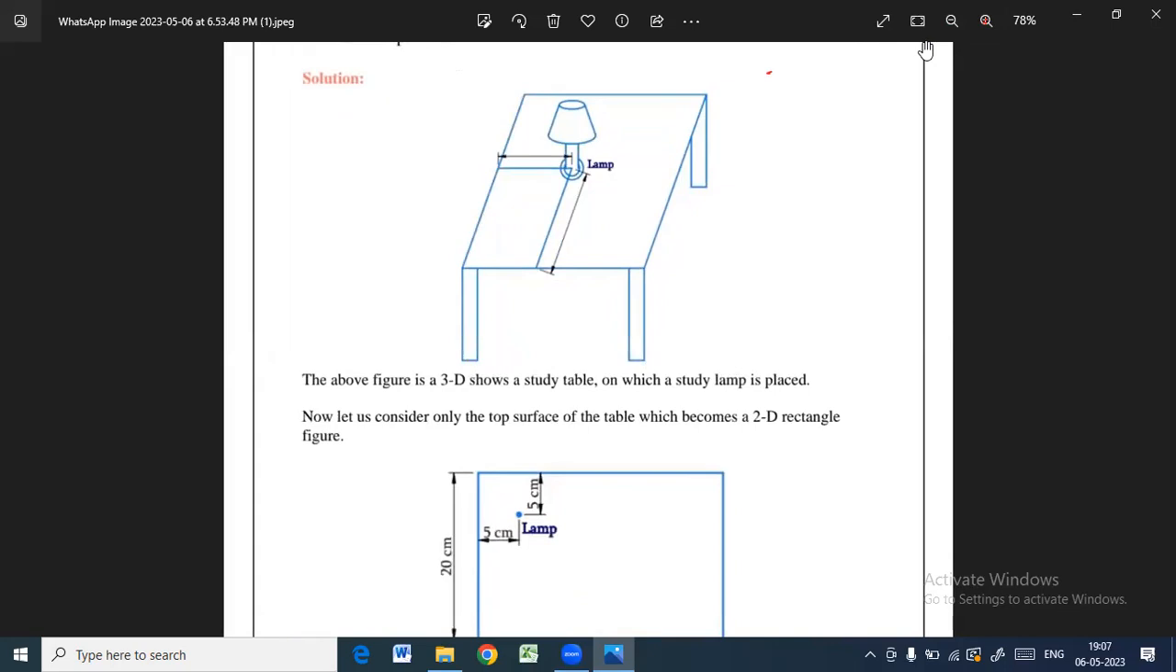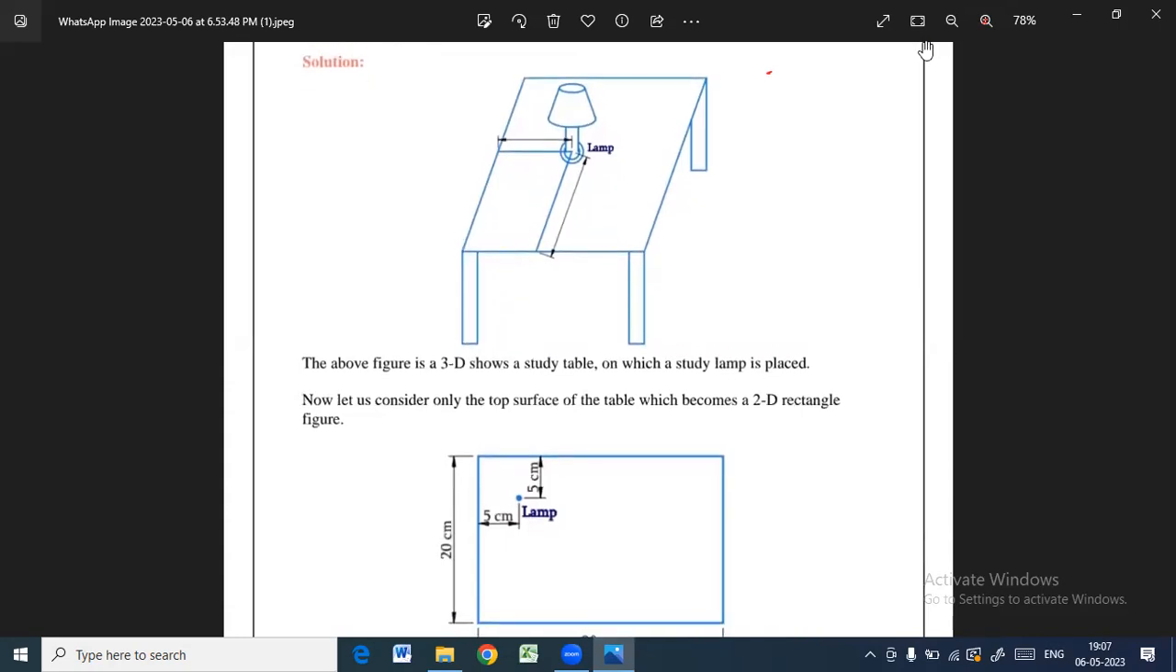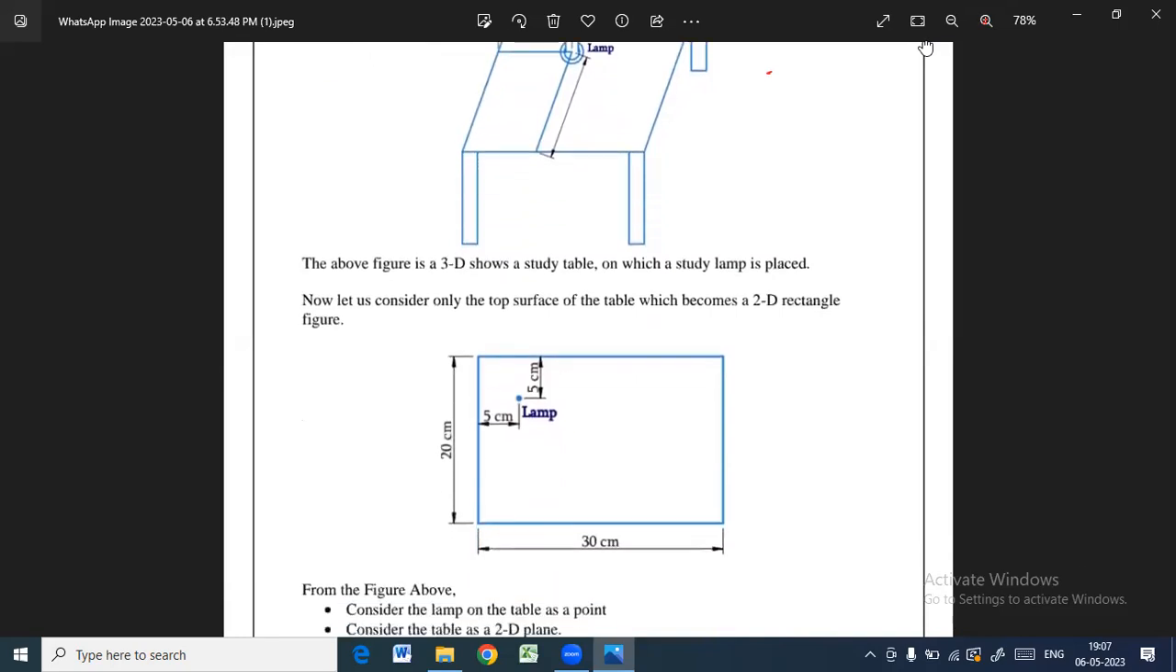Now let us consider the top surface of the table, which becomes a 2D rectangle. This is a 3D diagram. You convert it to a 2D diagram, a 2D rectangle. A rectangle contains only length and breadth. That type of diagram is called a 2D diagram. A diagram containing length, breadth and height is called a 3D diagram. That is the difference.